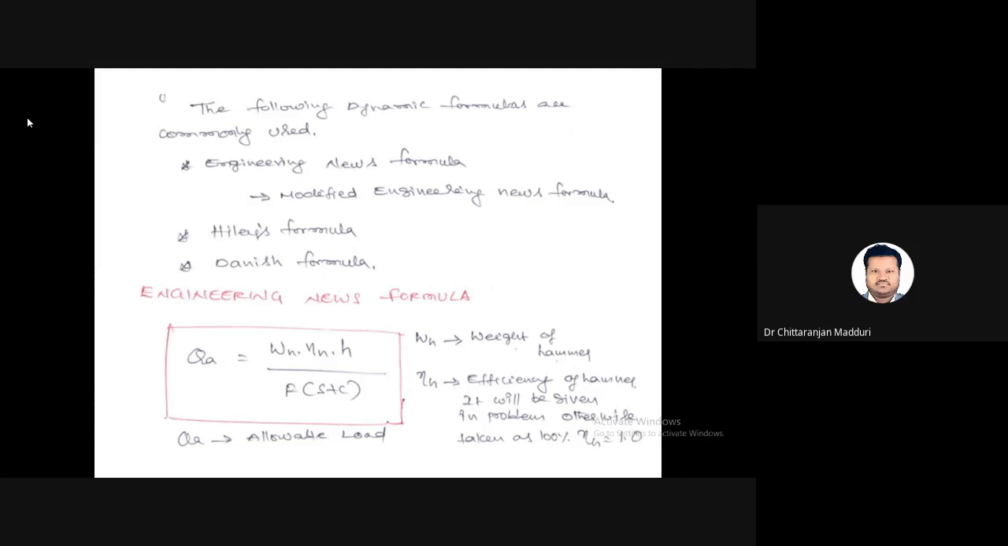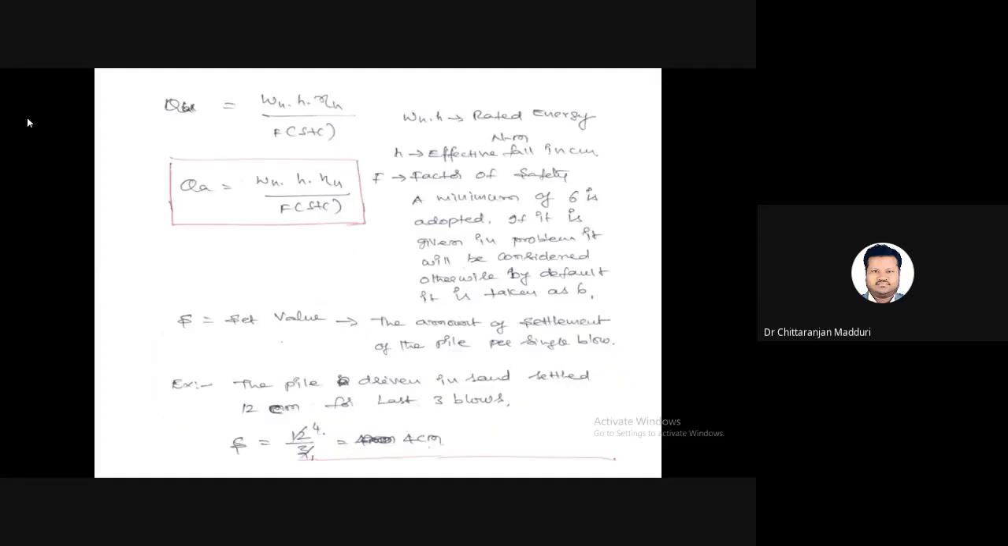Generally, the hammer efficiency is given in the problem. If it is not given, try to assume it is 100%. That means η_h is equal to 1.0. Sometimes W into H will be given. W into H is known as rated energy. So instead of weight of hammer and height of fall, rated energy will be given. Rated energy means it is the product of weight of hammer and height of fall.